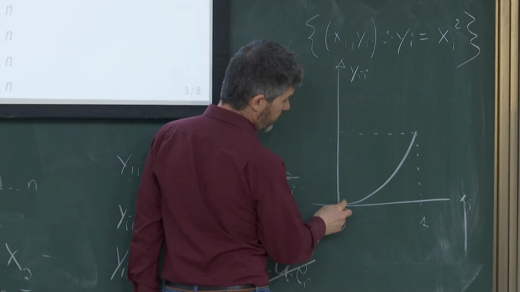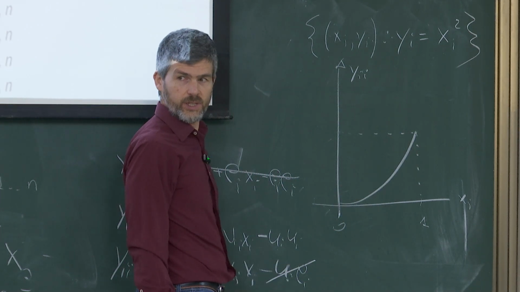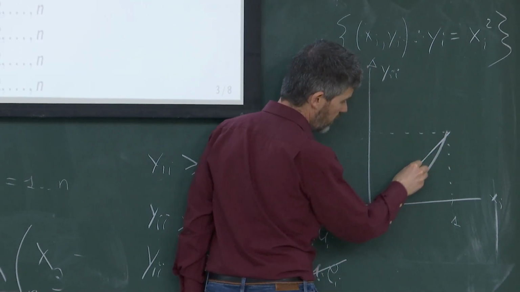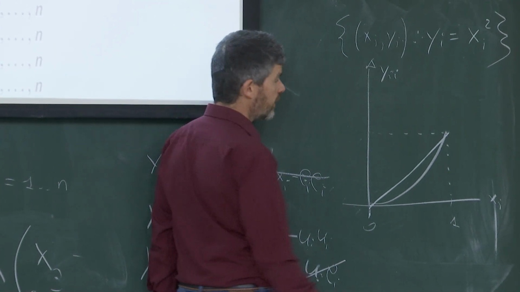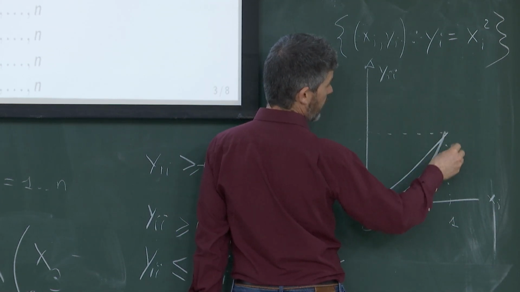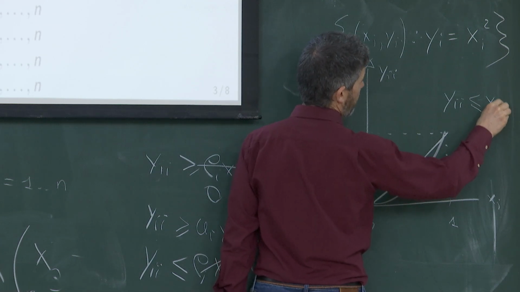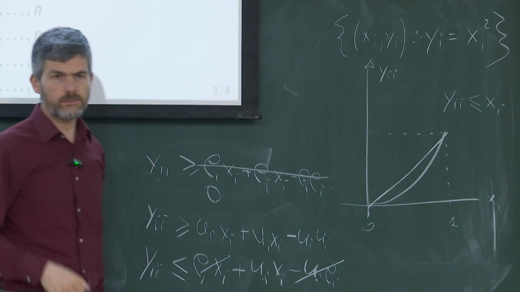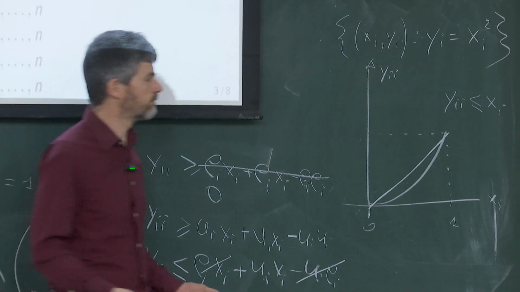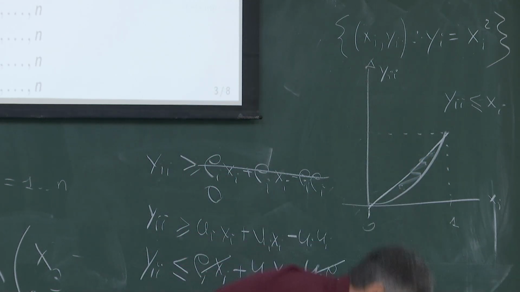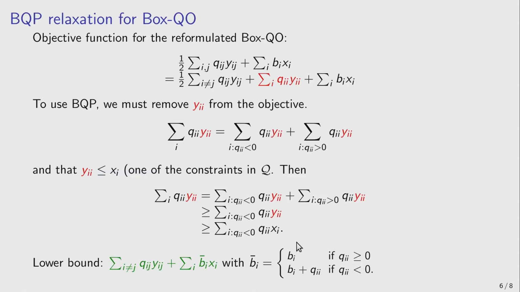What can you say about the convex hull of this curve between 0 and 1? Well, definitely it's going to have this secant. So every point Xi, Yii will be such that obviously Yii is less or equal than Xi. This is a convex hull. This inequality is always valid, which means what? Which means that this last step is valid as well.